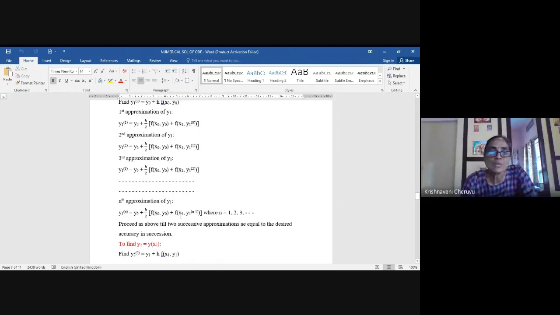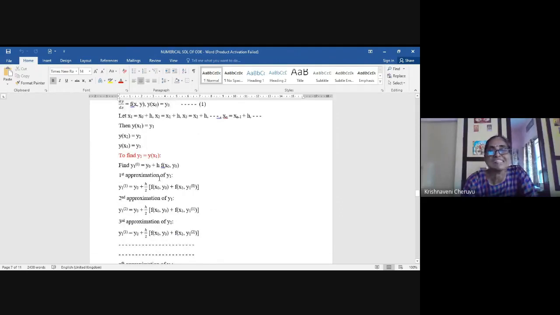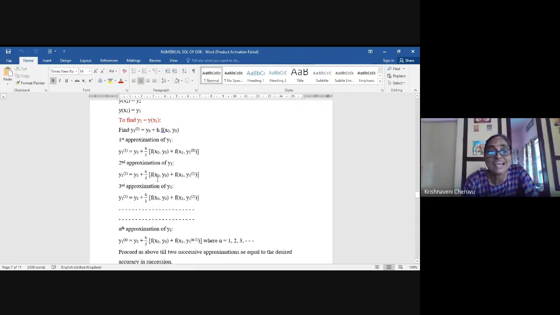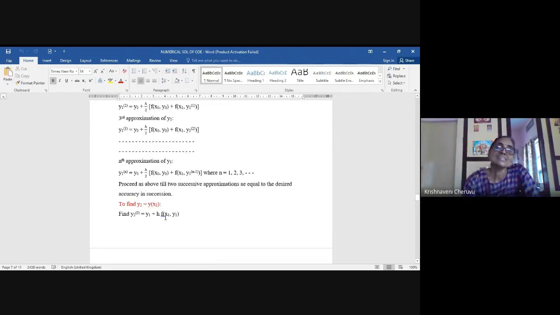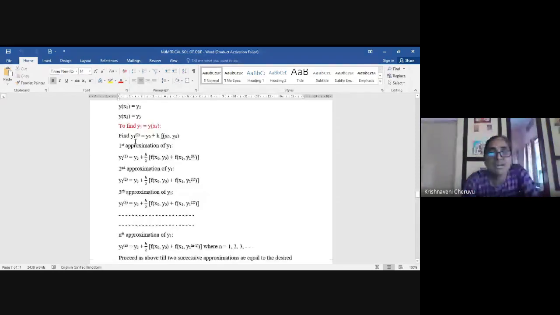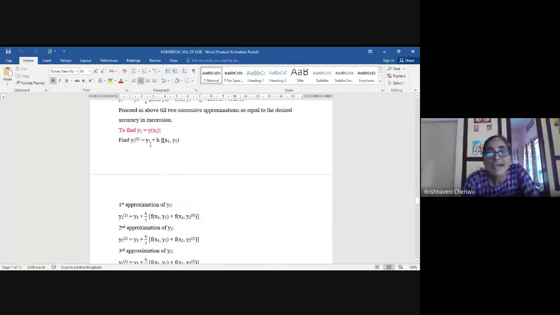Here we start with x0 y0 to get x1 y1, girls. So now you're starting with x1 y1 to get x2 y2. Okay, see here the reference: y1 is written in terms of x0 y0. Now you're writing y2, so x1 y1. This is how you have to remember. So y2 bracket 0 is y1 plus h f of x1 y1. If it is y1 it means y0 plus h f of x0 y0. Okay, so this is the starting one.